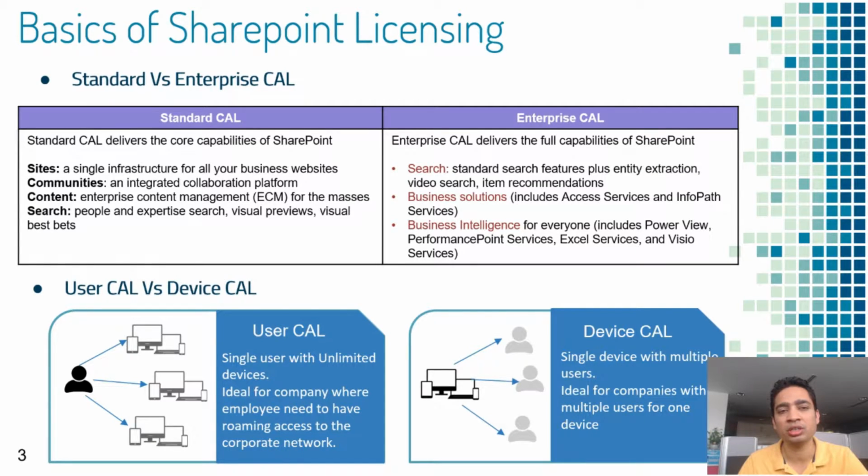Most organizations work with just the standard CAL, and that's more than enough for them. But some organizations want to do some business intelligence, some AI, or some business solutions like Access Services and InfoPath. So they do need enterprise CAL for those kinds of capabilities. So this is one thing that you need to decide.